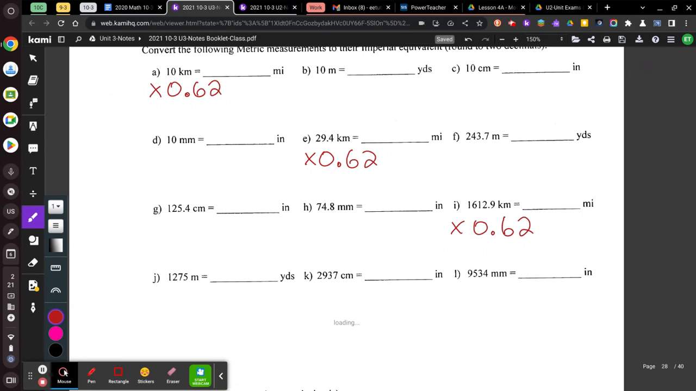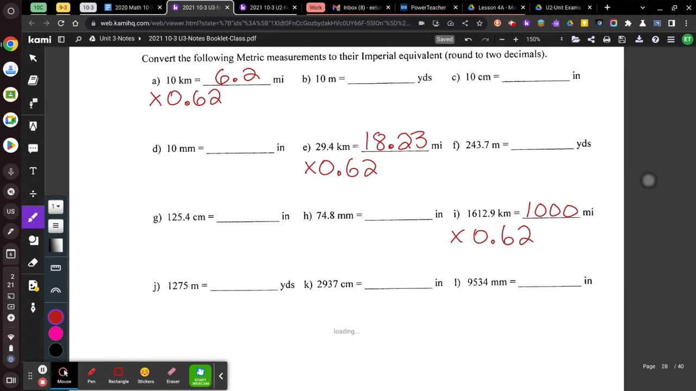So 10 kilometers is going to be 6.2 miles. 29.4 kilometers, 18.23 miles. Letter I, 1,000 exactly. It would round to exactly 1,000 miles. On the very bottom, do we have one more kilometer mile? No more kilometer miles. Okay.